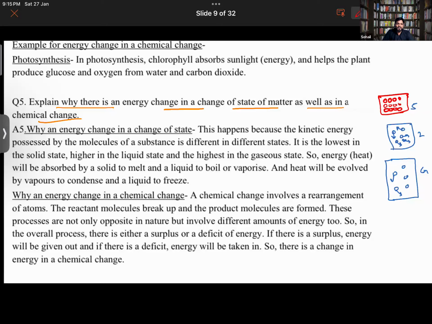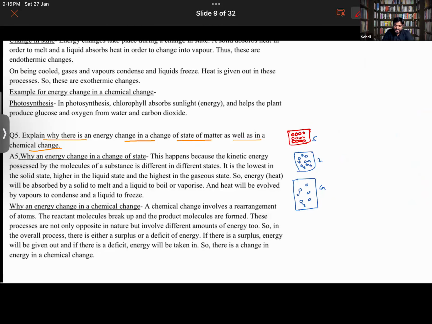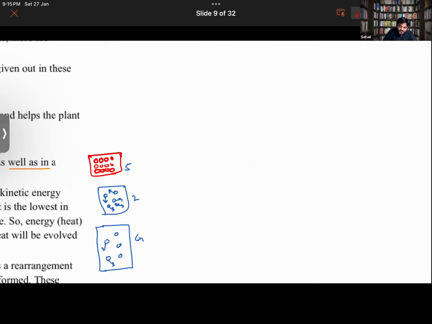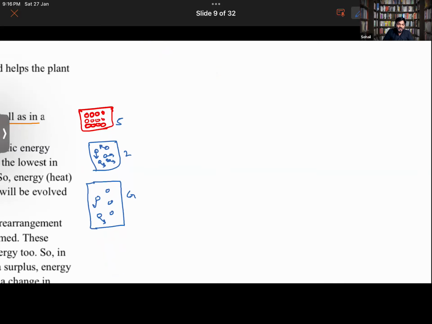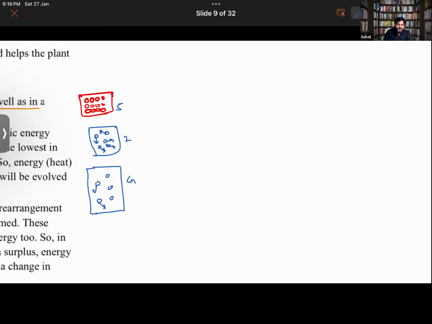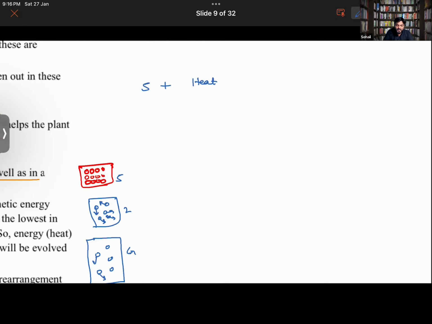Getting it now? Now understand one more thing, that since the particles of the solid are locked, in order to make them free to move, you have to give more energy to it. So thereby the solid will be absorbing heat. Are you able to understand this or not? In order to make the particles of the solid free, you have to provide it with some energy, and you provide it in the form of heat.